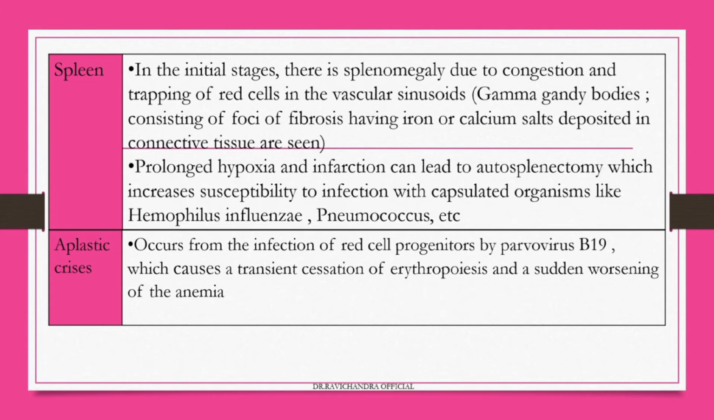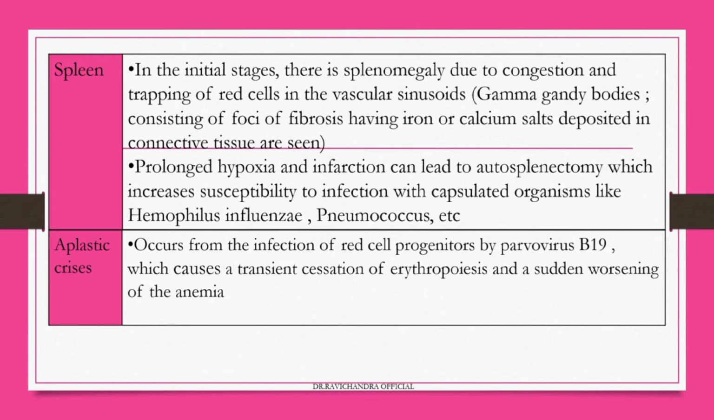Spleen: in the initial stages, there will be splenomegaly due to congestion and trapping of the red cells in the vascular sinusoids. As a result, Gamna-Gandy bodies will be formed. Gamna-Gandy bodies can be asked for a 3 marks question, or in the MCQs they can ask you. They consist of foci of fibrosis having iron or calcium salts deposited in connective tissue. Prolonged hypoxia and infarction can lead to autosplenectomy, which increases the susceptibility to infection with capsulated organisms like Haemophilus influenzae and pneumococcus.